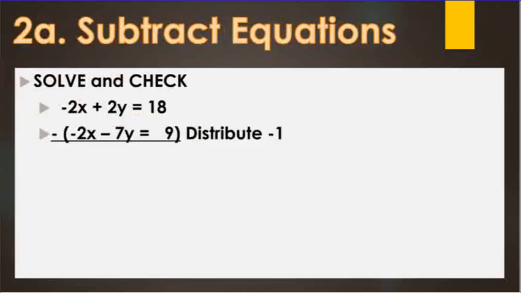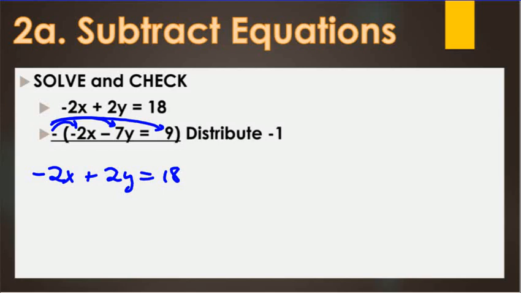But we're going to do one ourselves. So here, -2x plus 2y equals 18. The second one is -2x minus 7y equals 9. And I already put down here that we need to distribute a -1. So I need to distribute this -1 here. So I'm going to rewrite the problem. So I have a -2x plus 2y equals 18. That was the top equation. The bottom one, if I distribute a -1, this makes it a positive 2x, a positive 7y, and a -9.